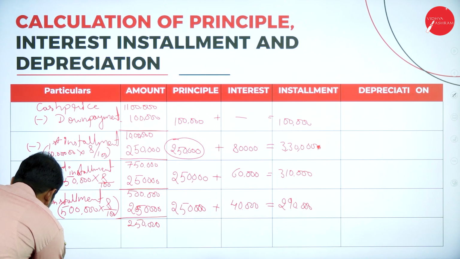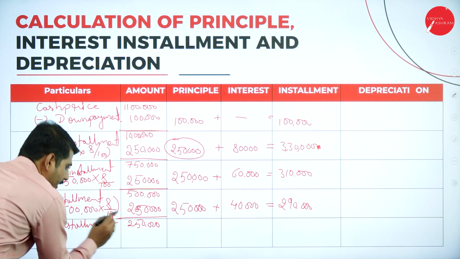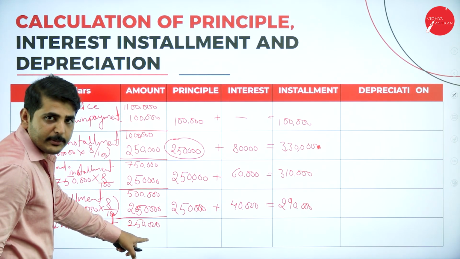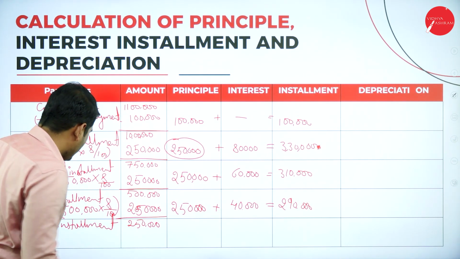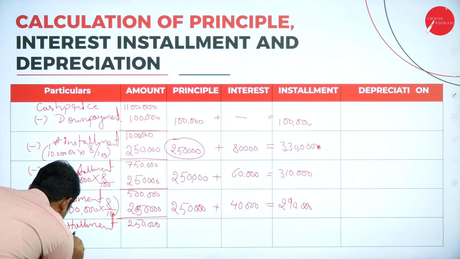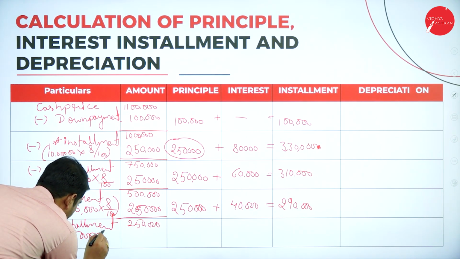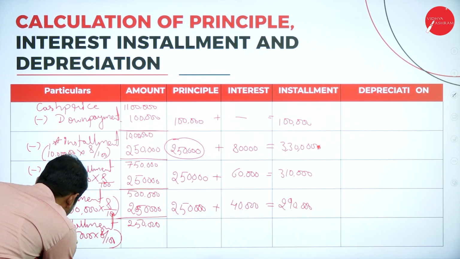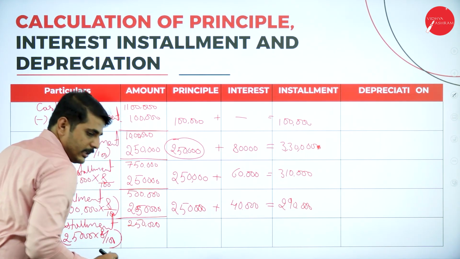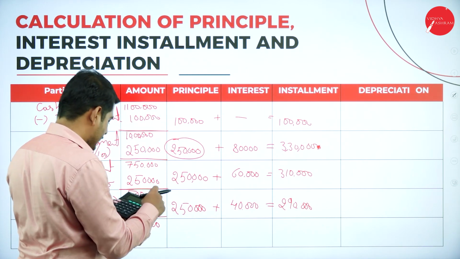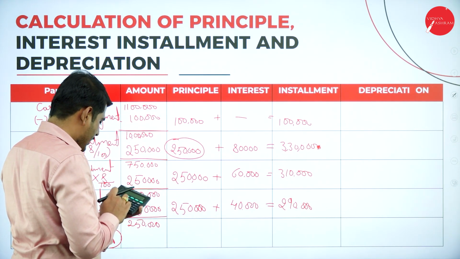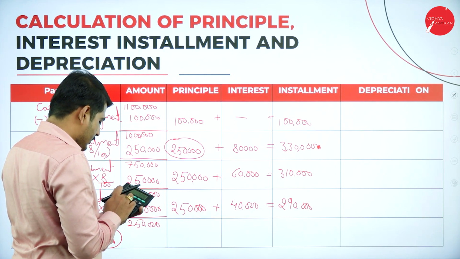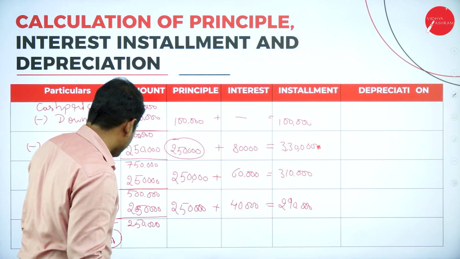Minus fourth installment. So what is the balance amount payable? Principal amount 2,50,000. On this amount we have to calculate the interest. 8 by 100. 8% is the interest. For this, if you calculate, maybe it is 20,000. Let's check. 2,50,000 into 8% is 20,000.